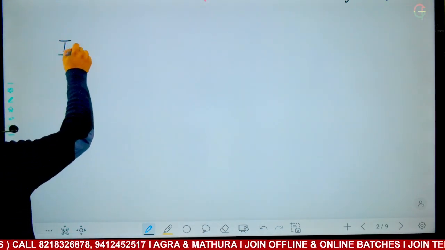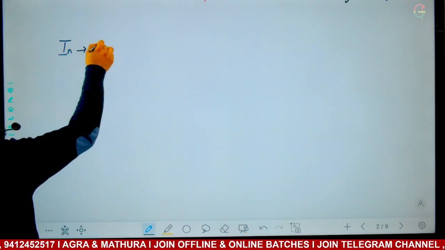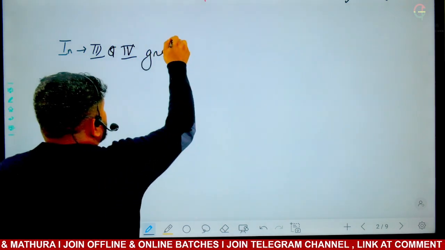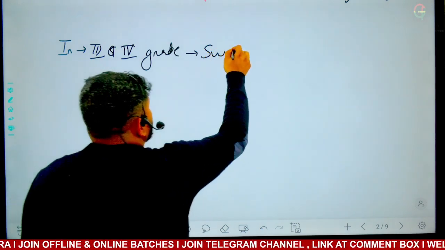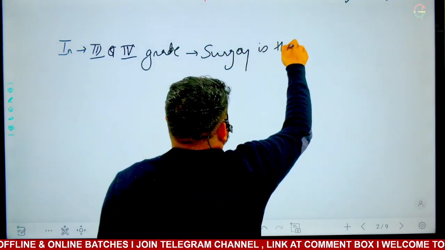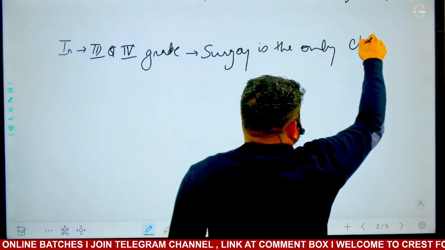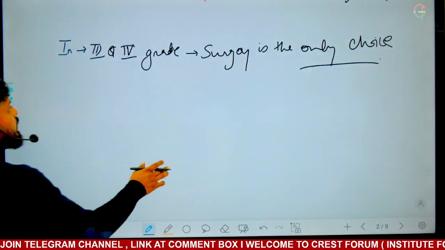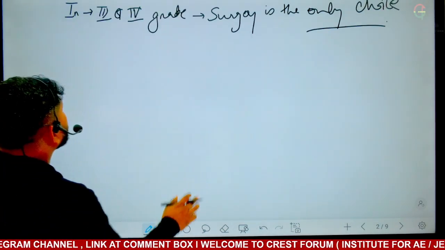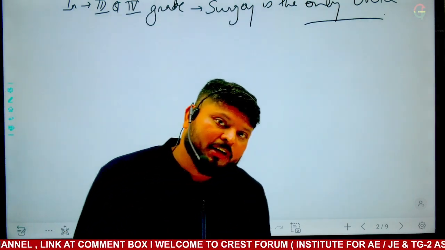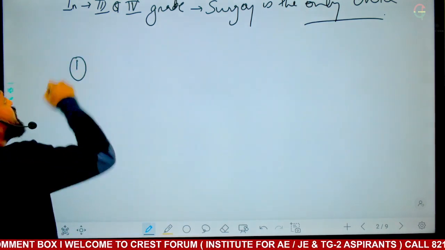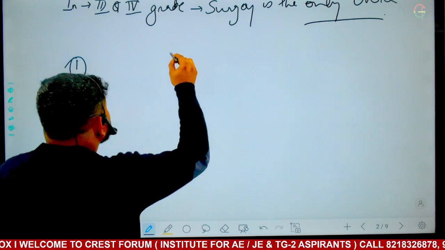In third and fourth grade, surgery is the only choice. Okay, are you getting it? What is in the third grade? In third grade we have talked about the patient having to manually reduce the prolapsed mass.